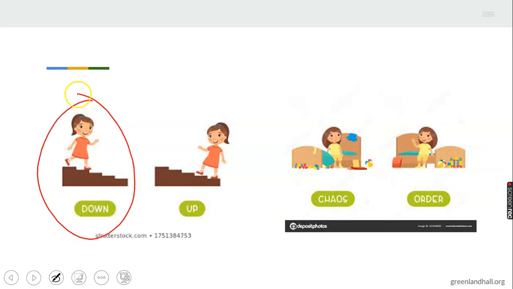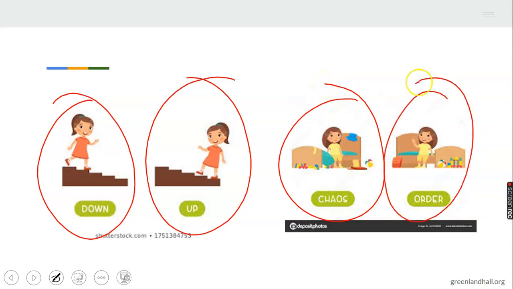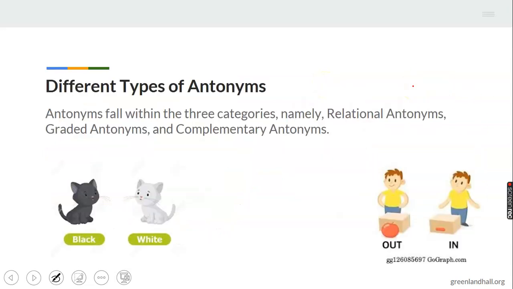Now, down. The antonym of down is up. Chaos. It means when things are not orderly at all. And now the opposite of that is order. Wow. I was already having fun. I know you're also having fun.